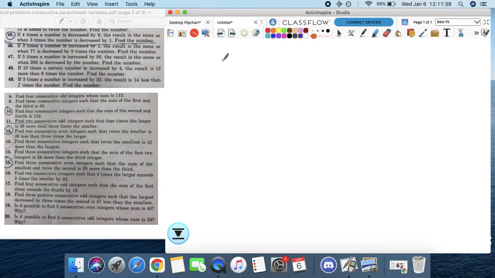18, three positive consecutive odd integers. So again, x, x plus 2, x plus 4, because they're odd: first number, second number, third number, such that the largest, so the largest is x plus 4, decrease means subtraction, by 3 times the second. So 3 times the second, which I'm going to put in parentheses. So literally, if you translate word by word as you go along, it's really easy.